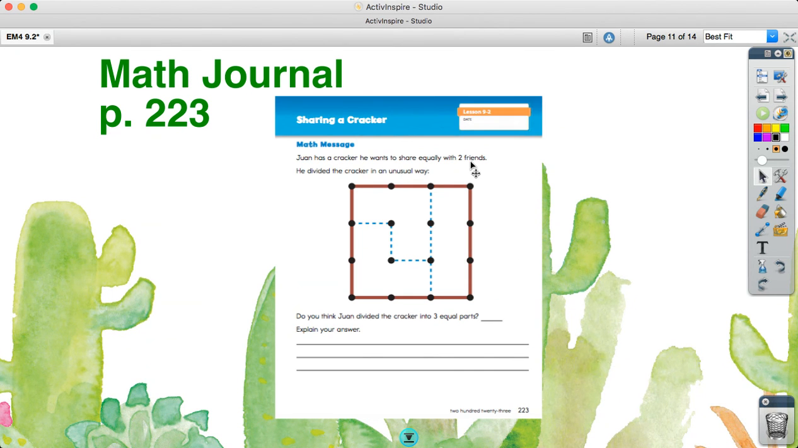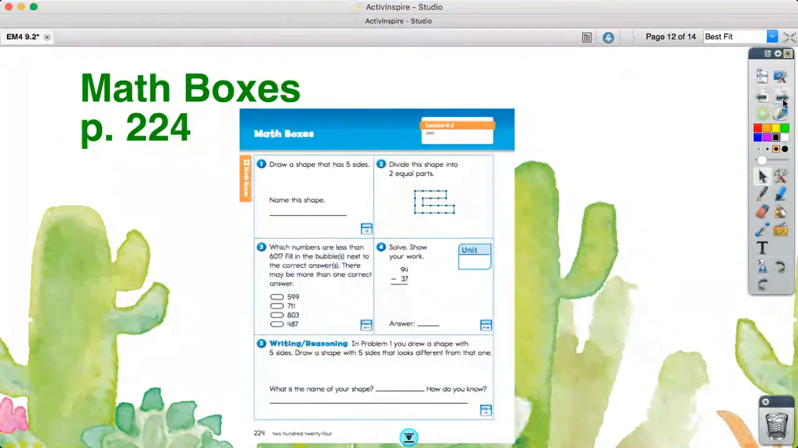Today's math journal page is on page 223. This problem we completed for our math message. Make sure you check your work. Today's math boxes are on page 224. Number 1, draw a shape that has 5 sides. Name this shape. Number 2, divide this shape into 2 equal parts.